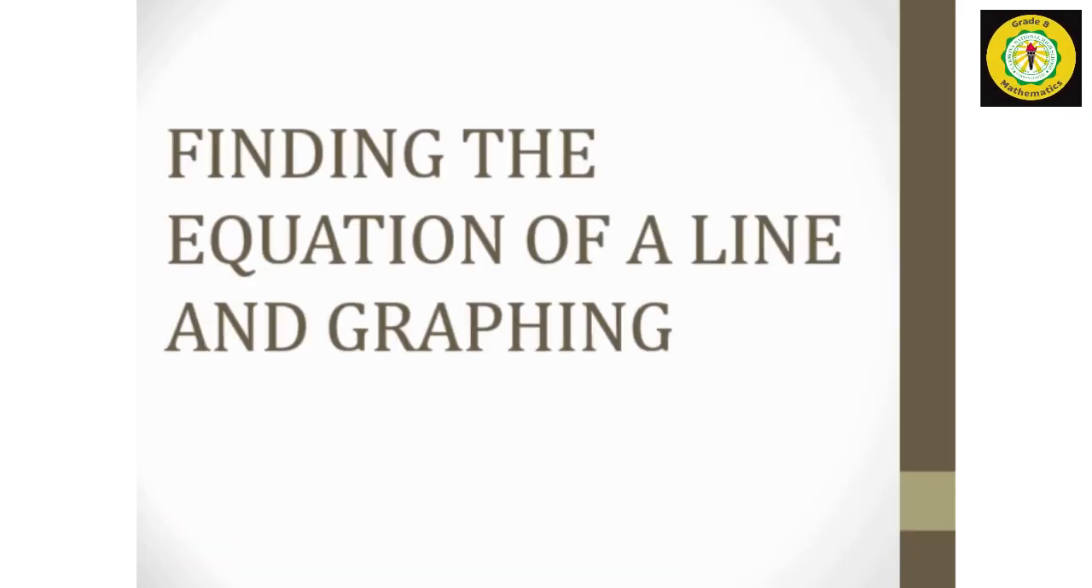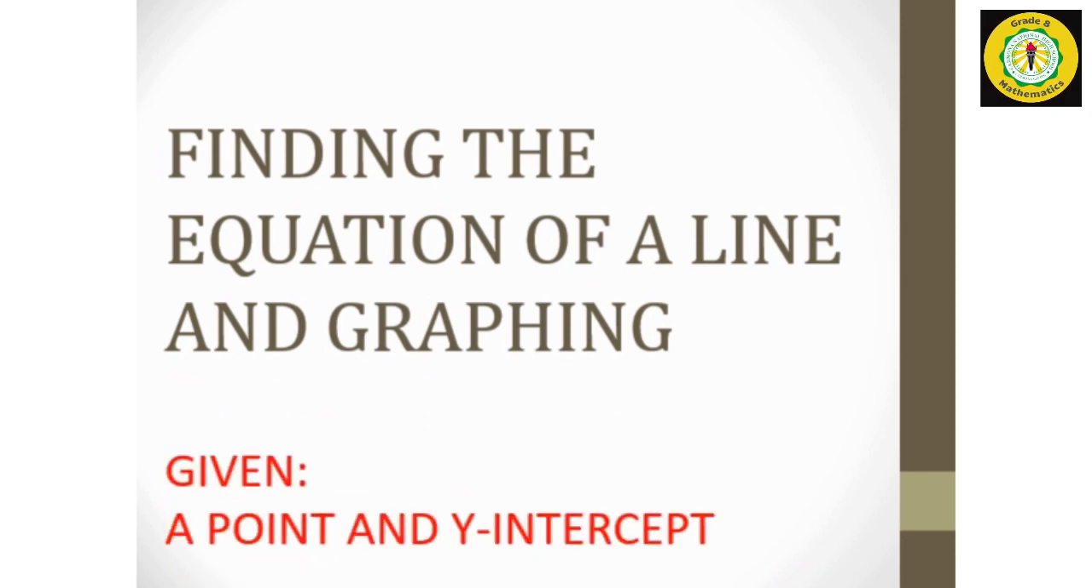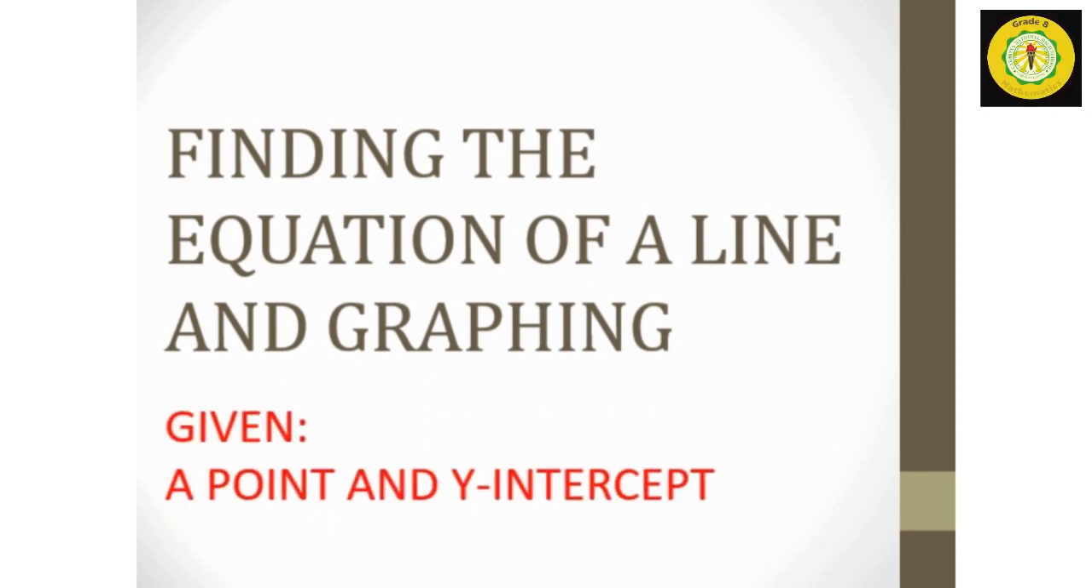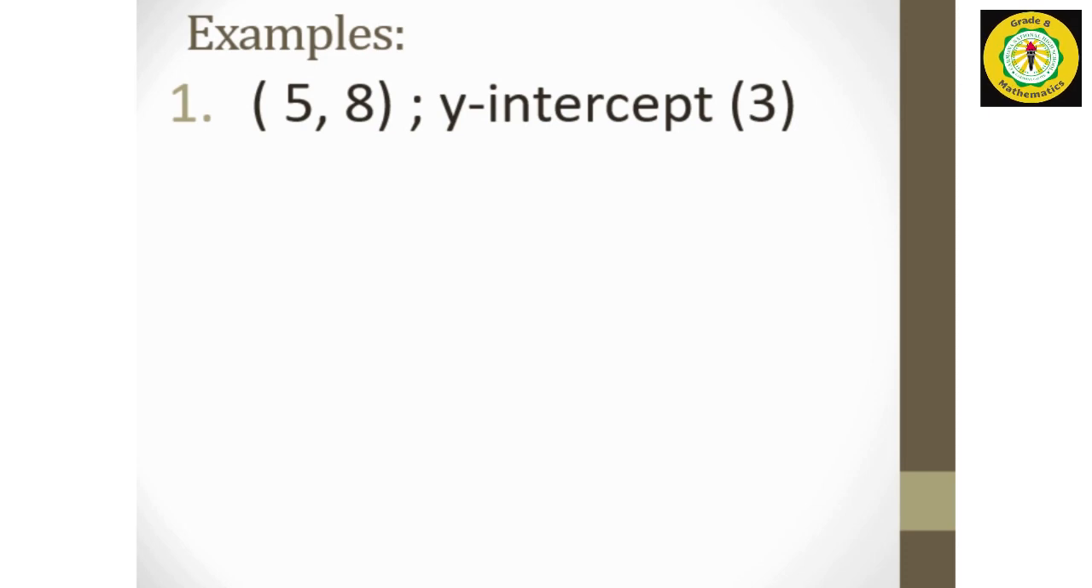And the second way of finding the equation of a line is given a point and the y-intercept. For our first example, I have here the point (5, 8) and the y-intercept which is 3. Again, our answer can be written in the form y equals mx plus b, wherein m is our slope and b is our y-intercept.